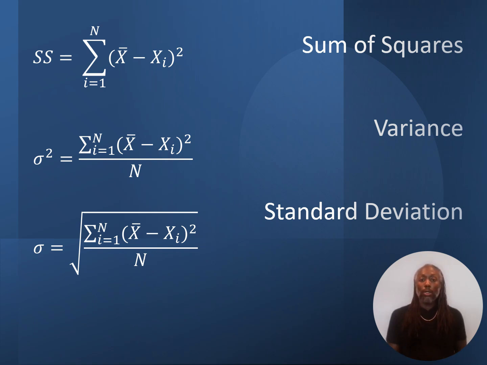If we go a step further, we can calculate a variance. The variance is that sum of squares divided by n. So what we're saying is, what is the average squared distance from the mean? And then finally, if we want to get something that is in terms of the units that we are actually interested in, we can take the square root of the variance to get the standard deviation.